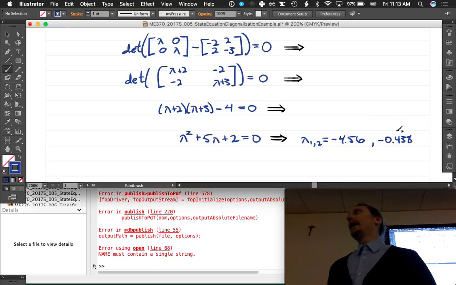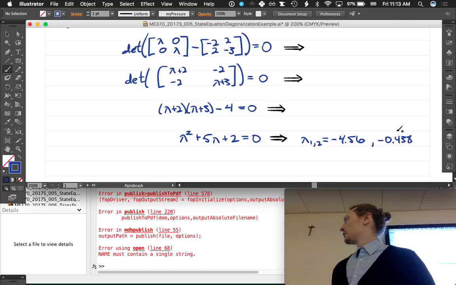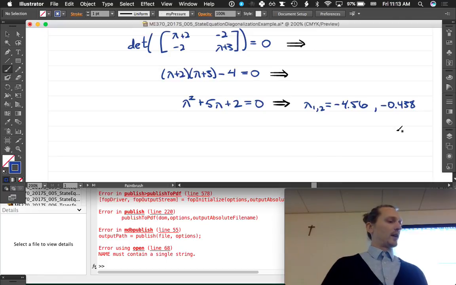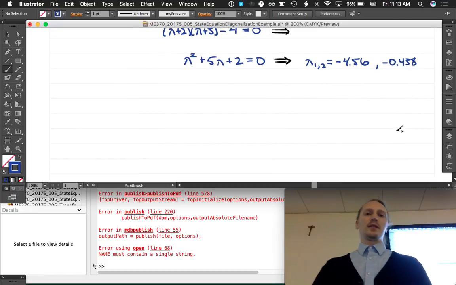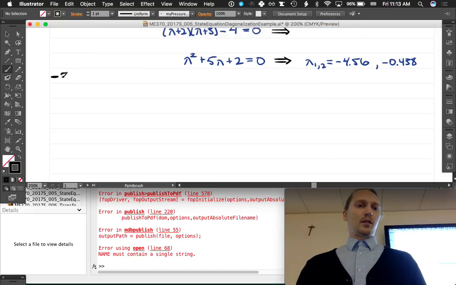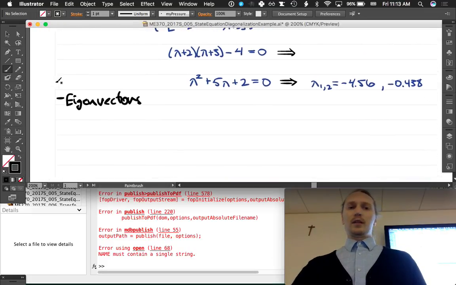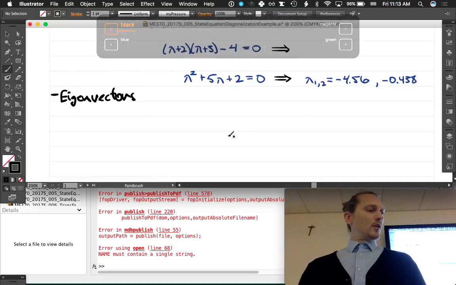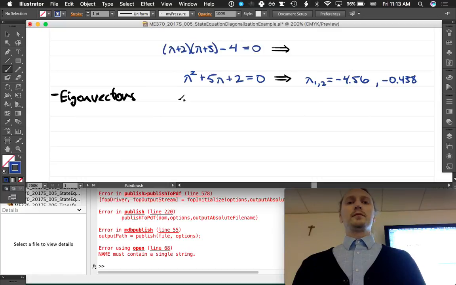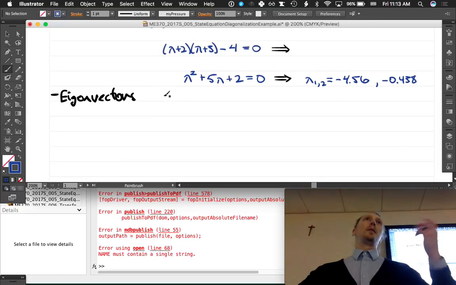Okay, and those are our eigenvalues, so that part's done. Now we can find our eigenvectors. And did I underline? No. Okay, good.